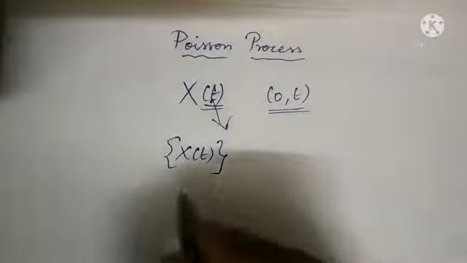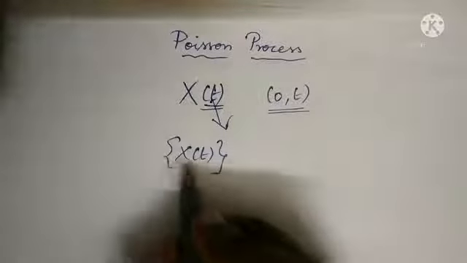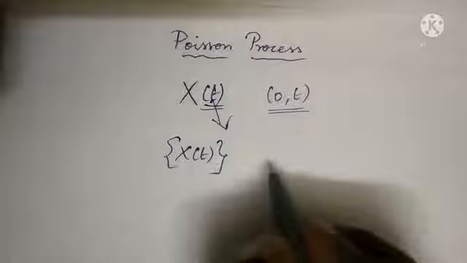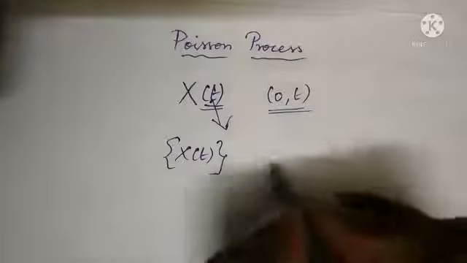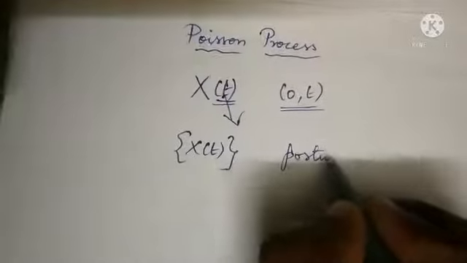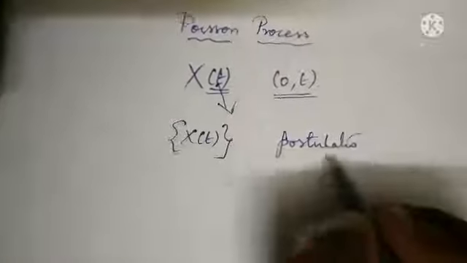A discrete random process X of t is called a Poisson process if the following postulates are satisfied.